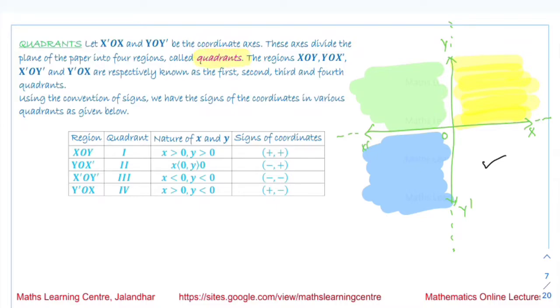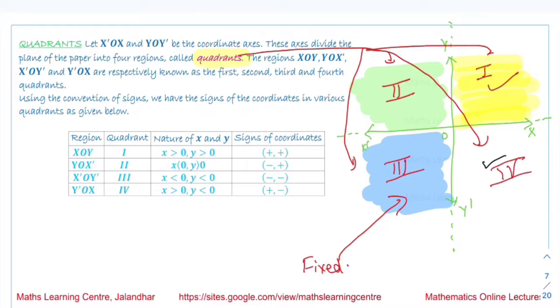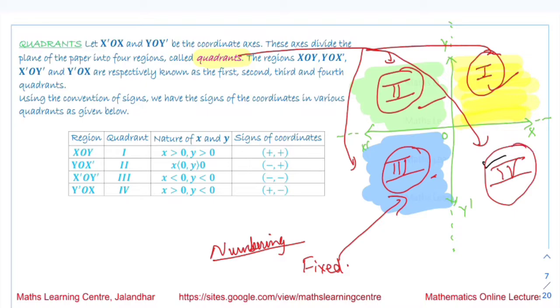These 4 parts, which are also planes, are called the quadrants. So how many quadrants are there? These are the 4 quadrants we have. This one is quadrant number 1, this is quadrant number 2, this is quadrant number 3, and this is quadrant number 4. This numbering is fixed. You cannot say that this is the first quadrant, this is the second quadrant, arbitrarily. These numbers are fixed: first, second, third, and fourth.